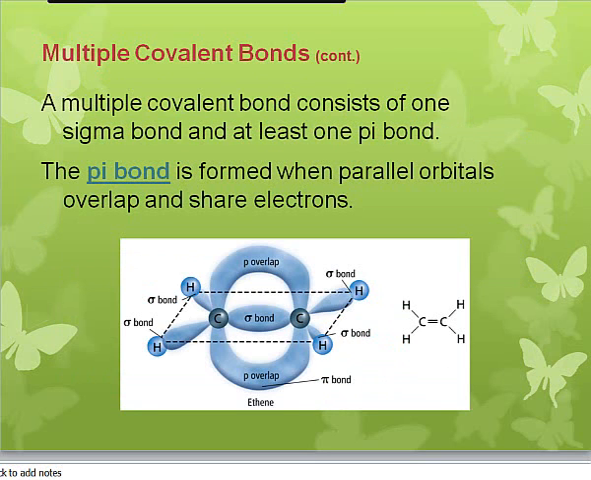And this is a picture of your pi bond. When you have multiple covalent bonds consisting of sigma and at least one pi bond, the pi bond is formed when parallel orbitals overlap and share electrons. So, the picture here shows this is your sigma bond, okay? So, you can have two more bonds, which are pi bonds. So, this is an overlap of those electrons forming that pi bond.